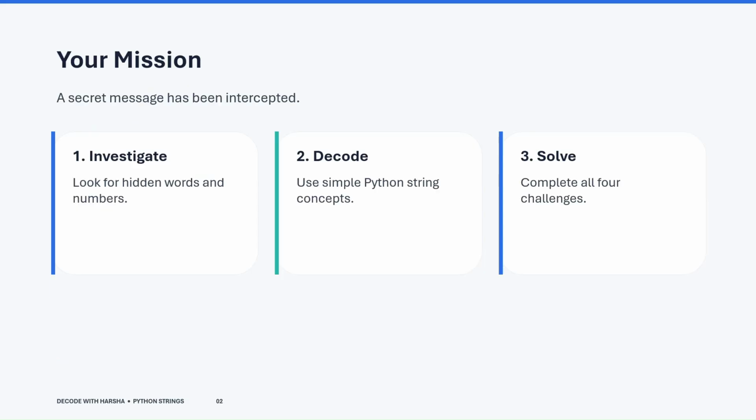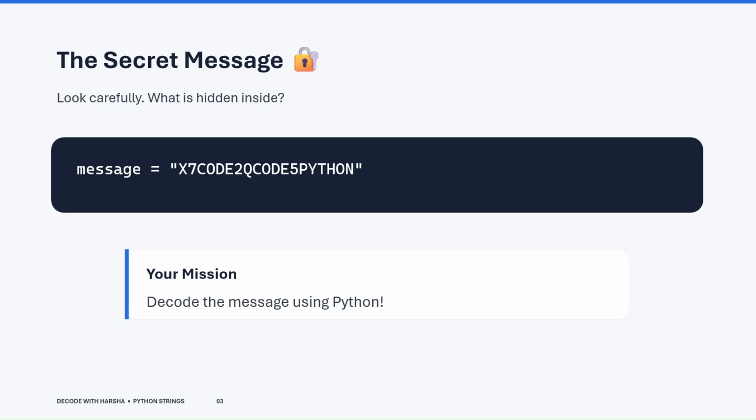First, what is our mission? We need to investigate. We are going to look for hidden numbers and words inside the message, and we are going to decode it using some simple Python string concepts. We are going to solve 4 challenges with the given message. The secret message is this.